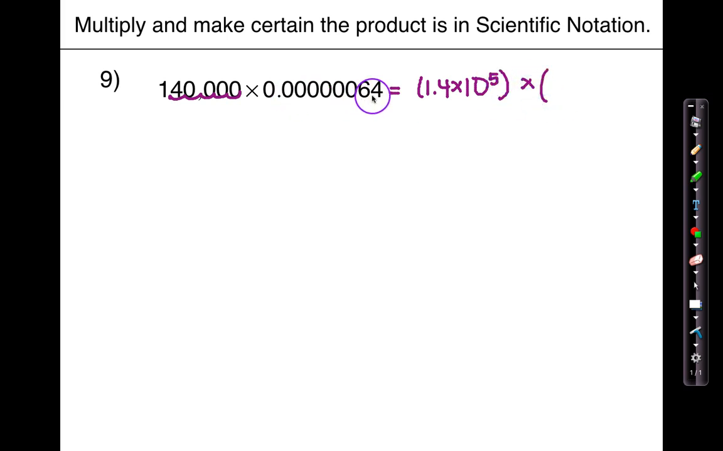Times, this decimal should be long there, so I'm going to put 6.4 times 10 to the... This time I'm moving to the left, so that's 1, 2, 3, 4, 5, 6, 7. Since it's negative, I'm going to multiply by negative 7.